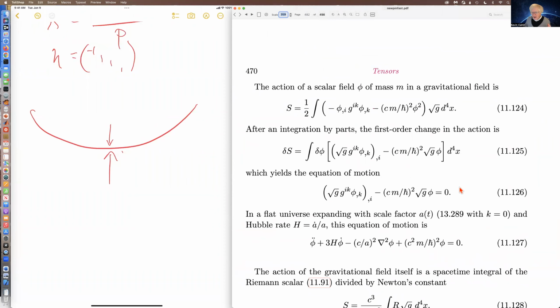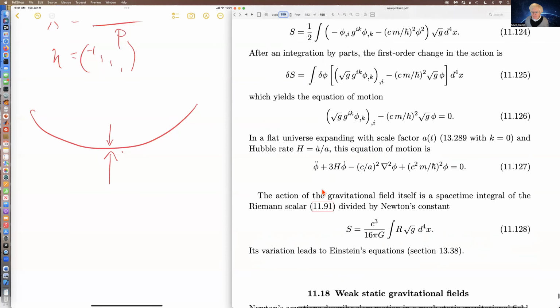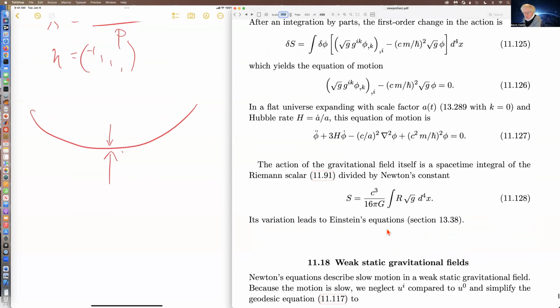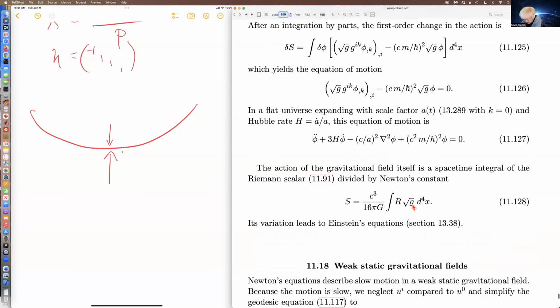I don't know if we have to go through this in detail, but I'll just mention, which we'll get to in a moment, the action for a gravitational field, just the gravitational field, is the scalar volume element times the Riemann curvature scalar, which is a doubly contracted trace of the curvature tensor.